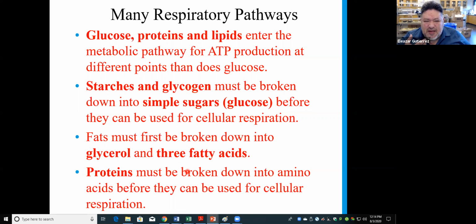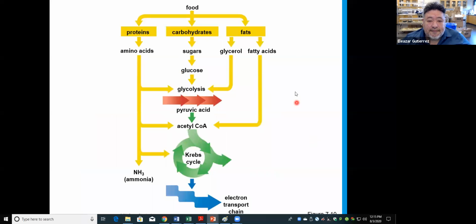Okay, did I miss one? I always feel like I'm missing one. Glycogen, proteins, and lipids, and this is done anabolically by the Krebs cycle. So it's central. It's as important as it gets.